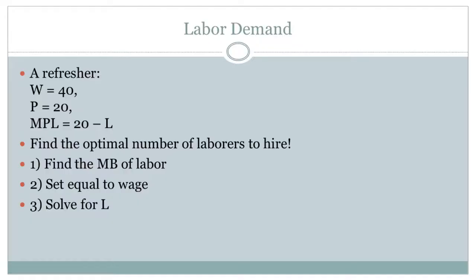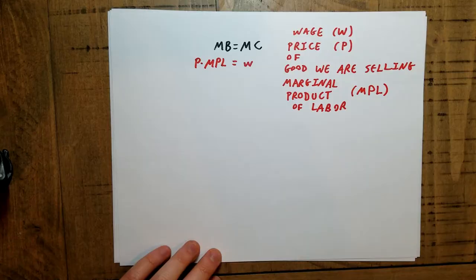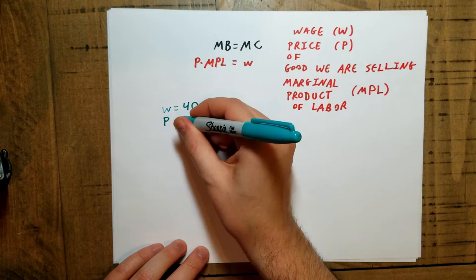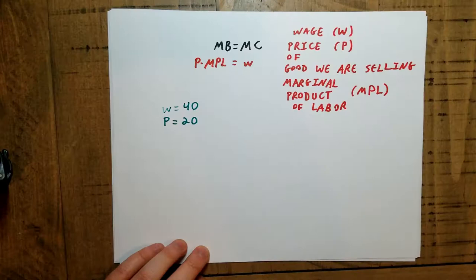So let's take this idea and let's put it into action. Okay, so let's look at a firm here. And let's say that for this firm, the wage that they face is 40. All right, so if they hire another worker, they're gonna have to pay that worker 40. All right, how about the price? The price that they sell their goods at is gonna be 20, okay? And the marginal productivity of labor, the additional amount of product that the laborer will provide for us, is 20 minus L. Right, so the first person we hire is gonna make 20 units for us, the second one's gonna make 19, and so on and so forth, okay?